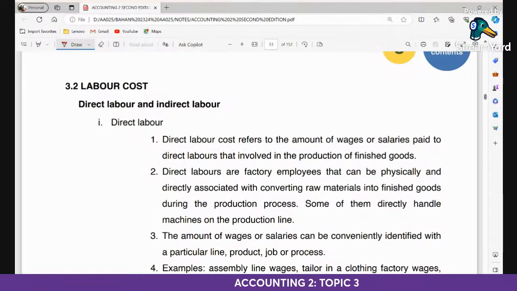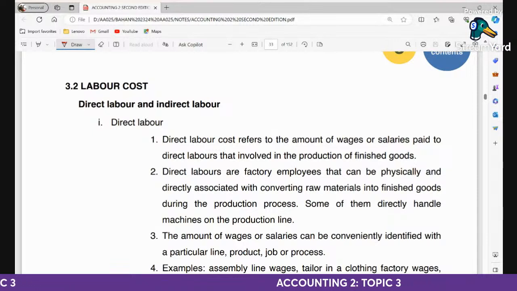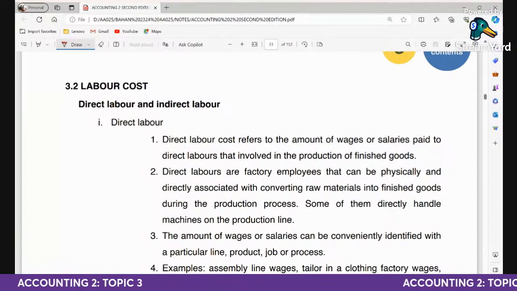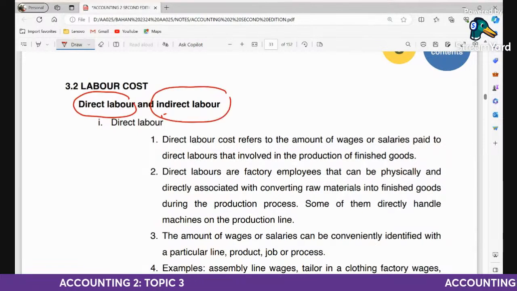Okay, so we are going to discuss labor costs. Labor cost di sini, as you can see in your notes, consists of two, which is your direct labor and also indirect labor, right? Kalau you nampak dekat sini, we have two lah, alright? So this is the composition of your labor cost.